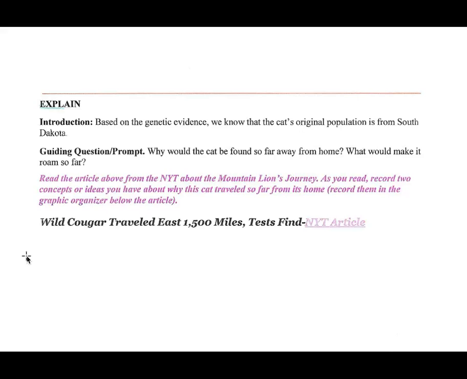All right, so based on genetic evidence, we know that the cat's original population is from South Dakota. Well, you haven't discovered that yet, okay? But you're going to discover it. So why would the cat be found so far away from home? What would make it roam so far?